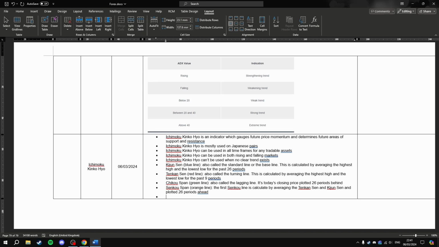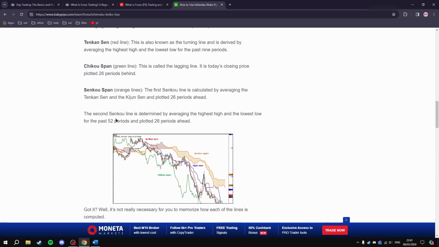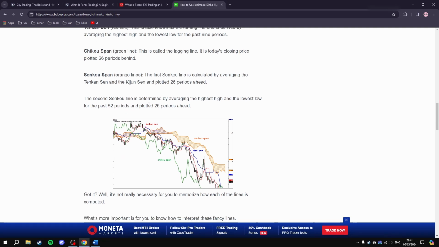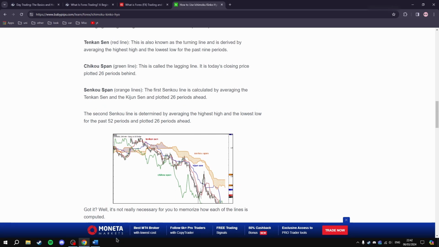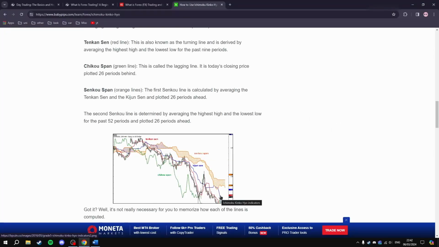There's lots of 26 being used. I wonder if that's like a special number or anything. The second Senkou line is determined by averaging the highest high and the lowest low for the past 52 periods and plotted 26 periods ahead. Okay, so there's 2 Senkou lines.